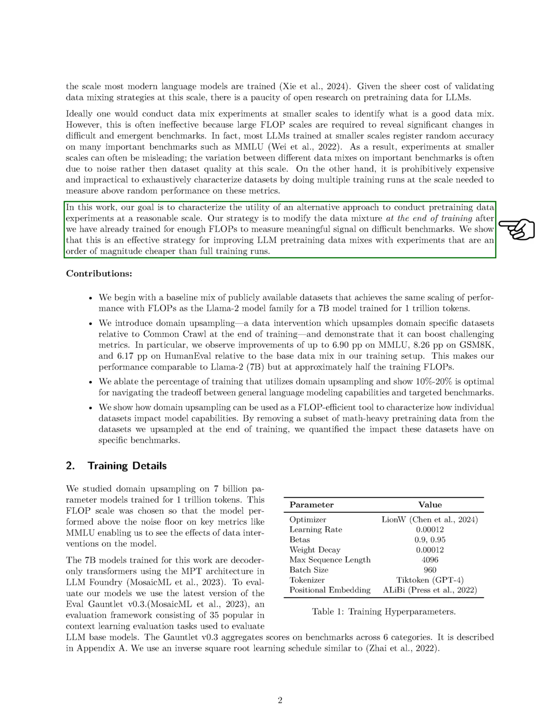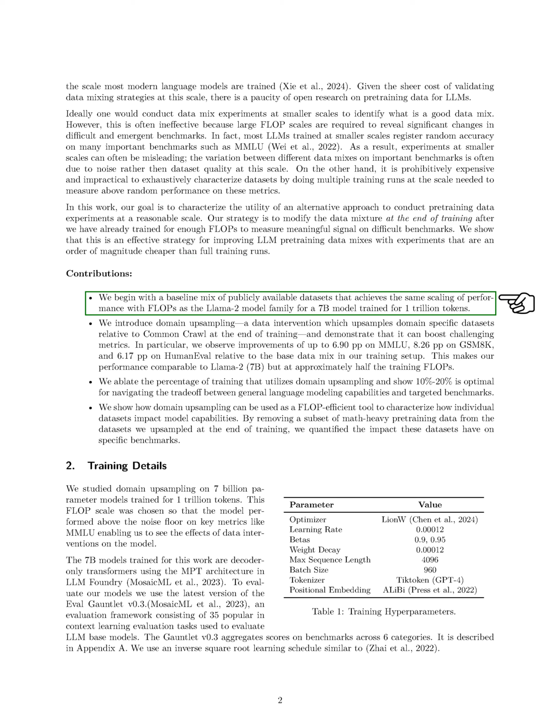Our goal in this work was to explore a new approach to conducting pre-training data experiments on a reasonable scale. Instead of experimenting with data mixes at the beginning, we adjusted the data mixture at the end of training after achieving meaningful progress on challenging benchmarks. This strategy proved to be effective in improving LLM pre-training data mixes at a fraction of the cost of full training runs. We started with a baseline mix of publicly available datasets that matched the performance scaling of the Llama 2 model family for a 7 billion model trained on 1 trillion tokens.